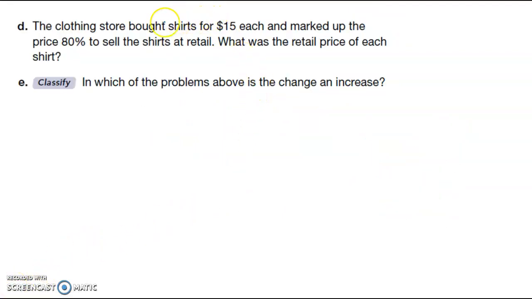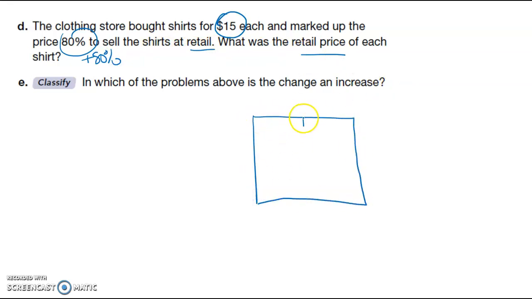Okay, so D says that the clothing store bought shirts for $15 each, marked them up 80%, so that's a plus 80%, to sell at retail. What was the retail price? So let's make our ratio box. Ratio box, proportion, cross multiply. Candy Mountain. Okay.